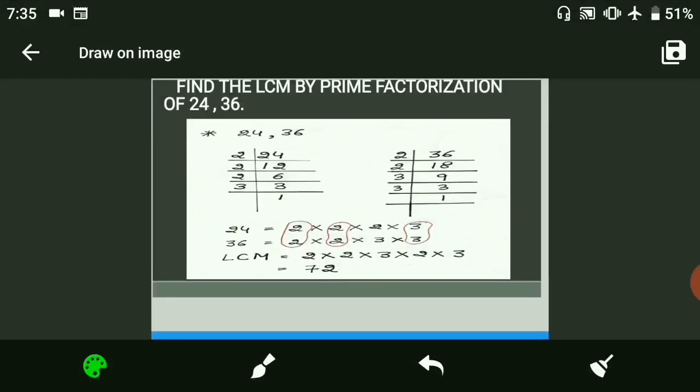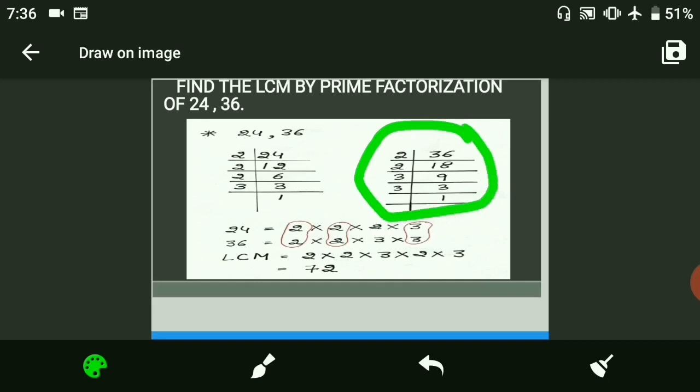How? See, 24 I have written. Then I see in the 2 table where 24 comes at 12. Clear? Then in the 2 table 12 comes at 6. So you write 6 here. Then you see in the 2 table 6 comes at 3. So you write 3 in the quotient. Then you will see in which table 3 comes at 1. So you write 1 down of 3. Clear? In the same manner you will do for 36.